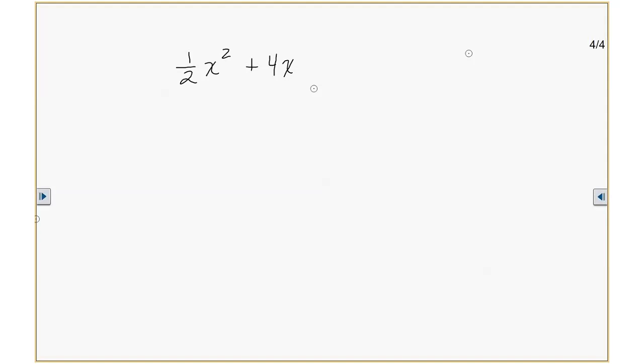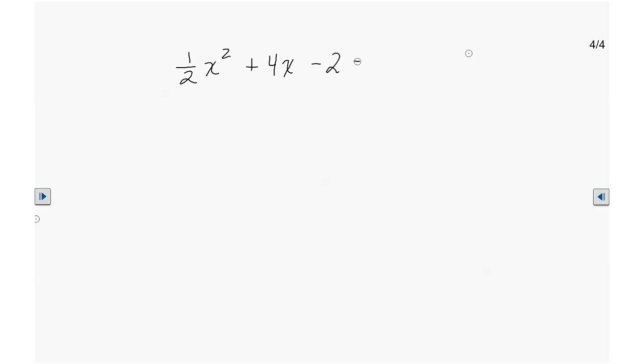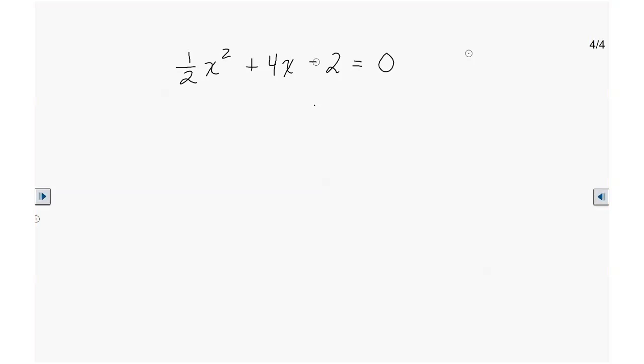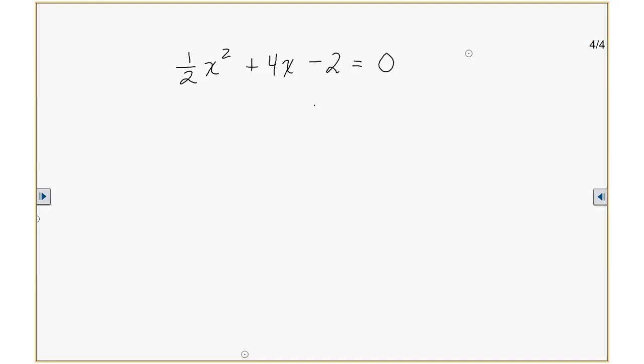One half x squared plus 4x minus 2 is equal to 0. All right, factor out that 1/2.